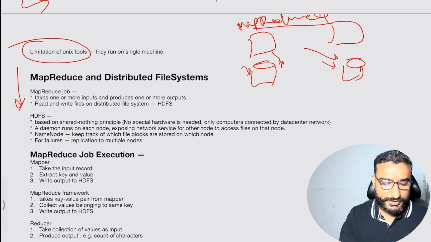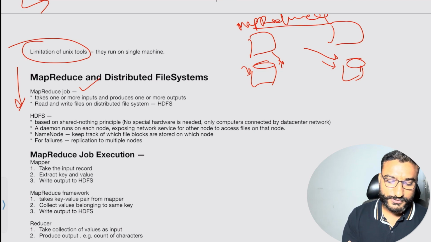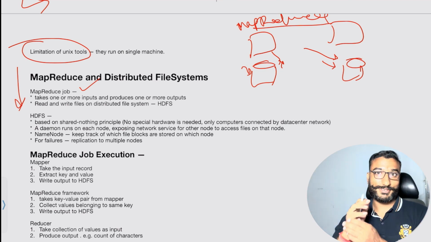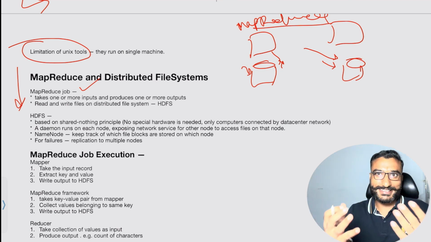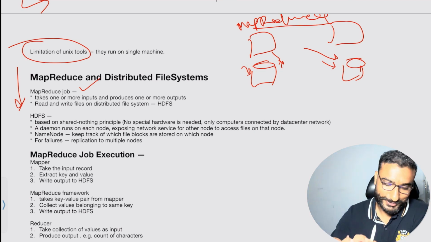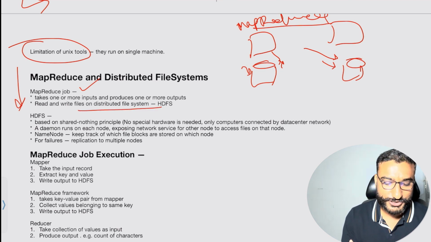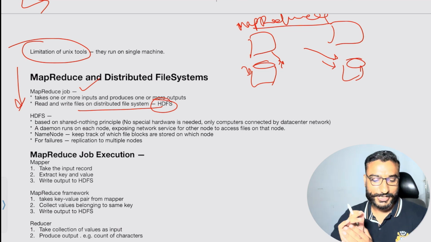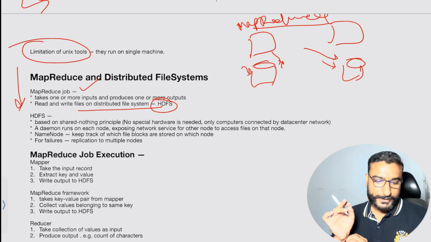That's the idea. So how does this MapReduce job work? It takes one or more inputs and produces one or more outputs. Simple. That's what every program does, by the way: you take some kind of input, and once the processing is done, you produce the output. So that's what MapReduce is also doing. It reads and writes files on a distributed file system. HDFS is basically the Hadoop Distributed File System.